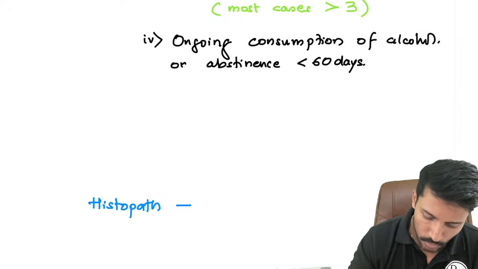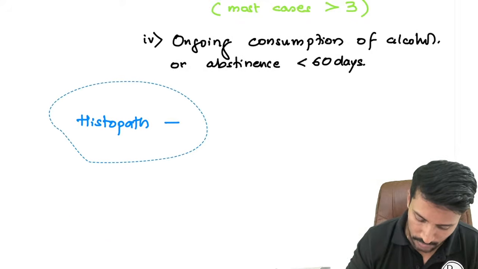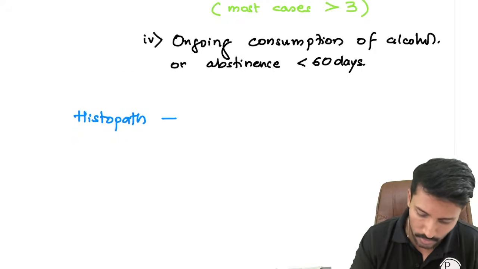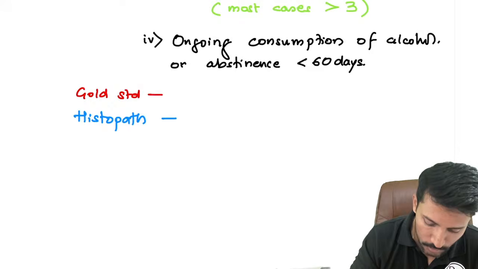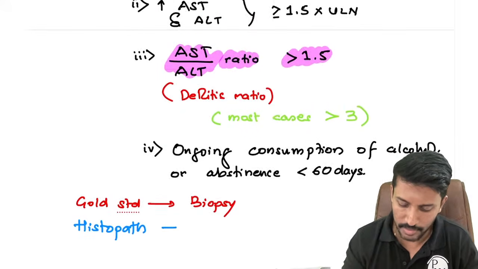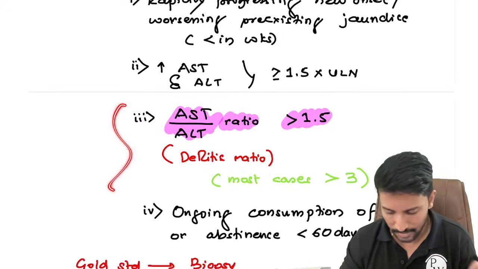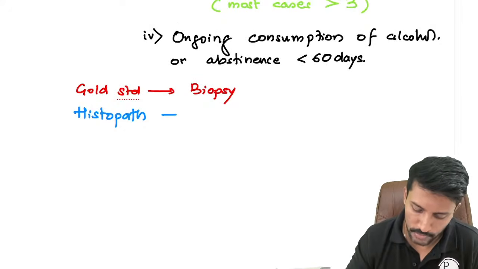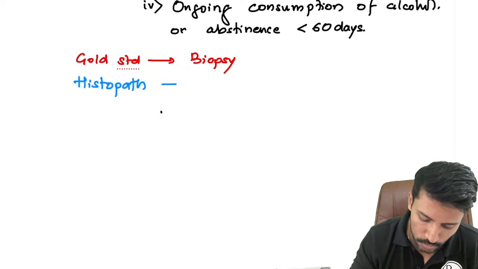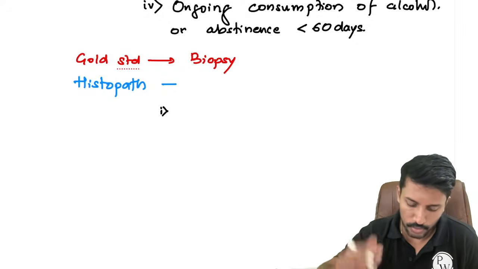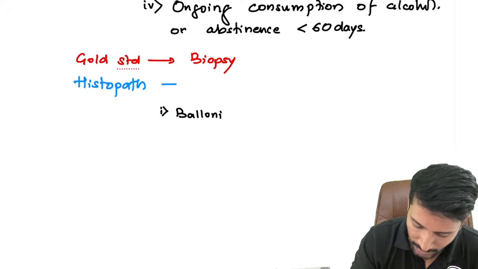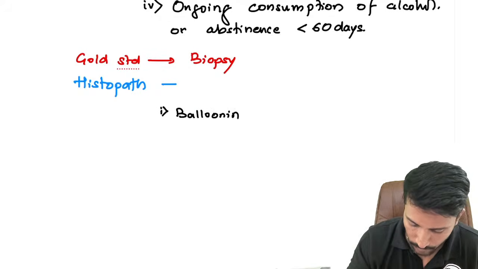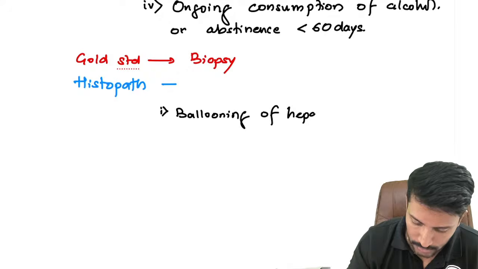But what is the gold standard investigation for diagnosis? So whenever the criteria doesn't fit or you're in doubt, you have to go for the biopsy, right? The gold standard for diagnosis is biopsy. Not usually done for all patients, as long as these criteria are met, particularly the de-Ritis ratio, we make a diagnosis of alcoholic hepatitis. But whenever there is doubt, we do the biopsy. And histopathology, what is it going to show? The first thing that histopathology is going to show is ballooning of hepatocytes.